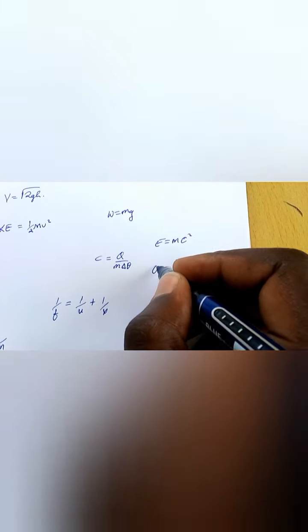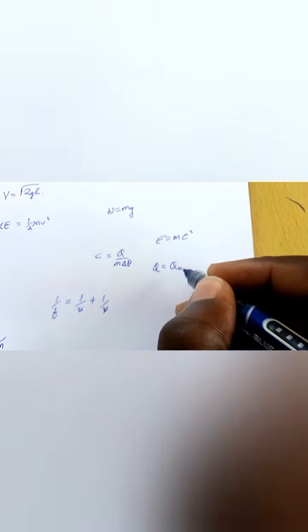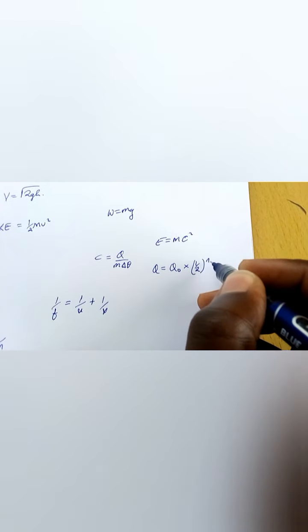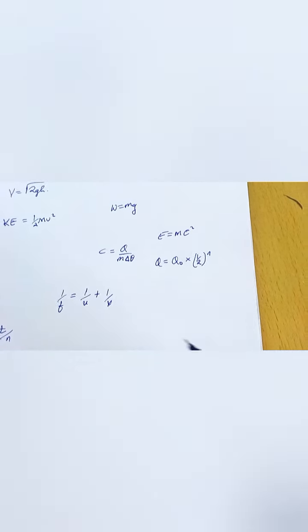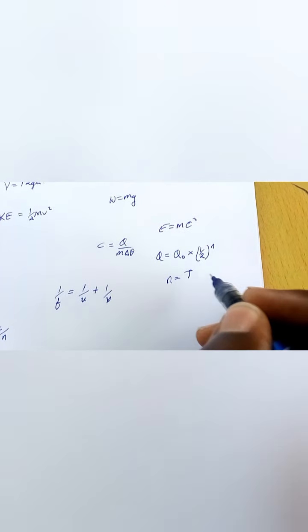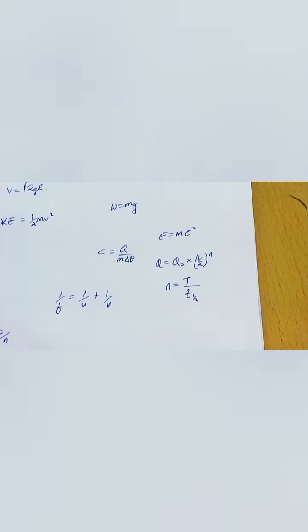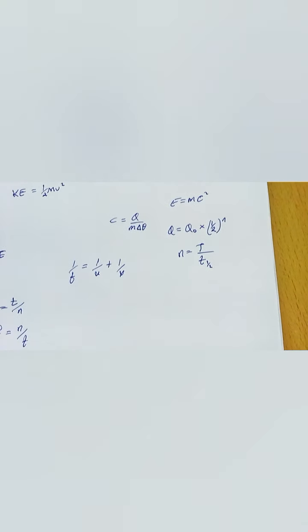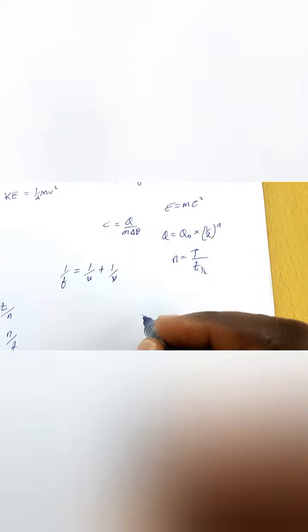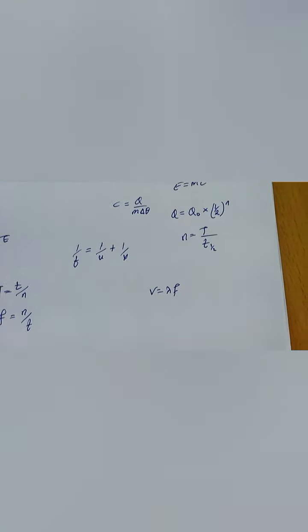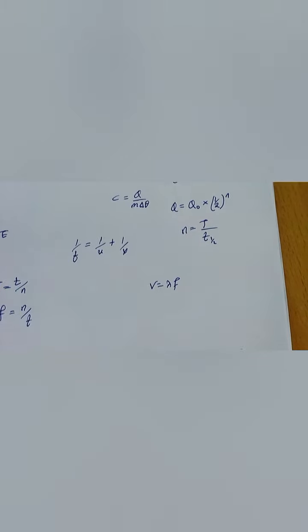The other one that comes with radioactivity is quantity remaining is equal to original quantity times half to the power n, where n is equal to the period of time given over half-life. Therefore, n is the number of half-lives. So try to write as many formulas as possible. The wave equation, for example, is V is equal to lambda times frequency. I can go on and try to remember as many formulas as possible.